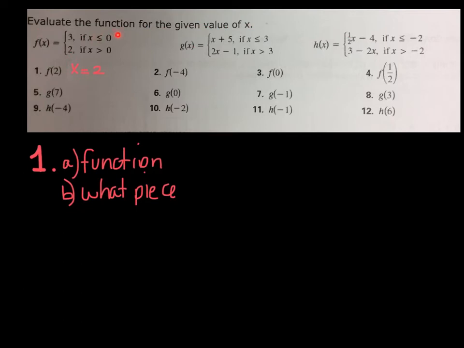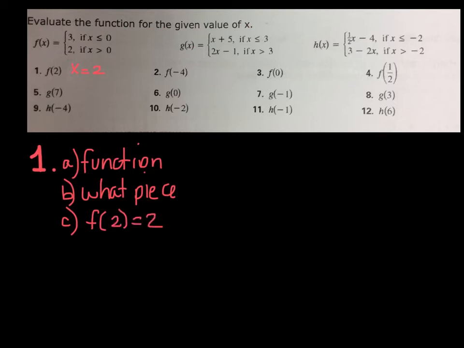So let's look at the next one. This next piece is if x is greater than 0. Well, x is 2, that is greater than 0. So this is the piece I'm going to evaluate the 2 at. And what it says is the function equals 2 if x is greater than 0. So C, my answer, f of 2 equals 2.